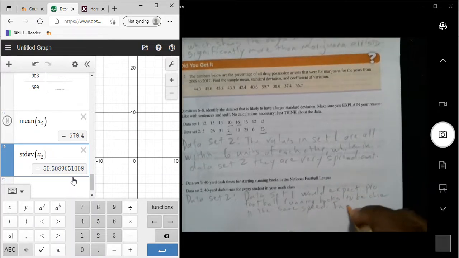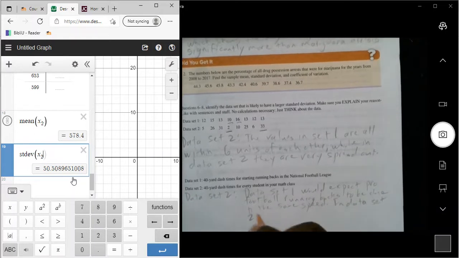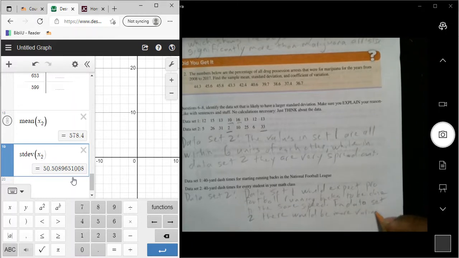In data set 2, there would be more variation because of the different fitness levels.